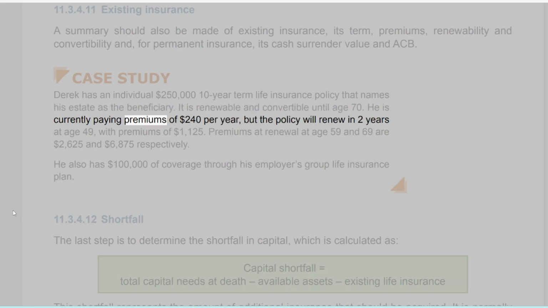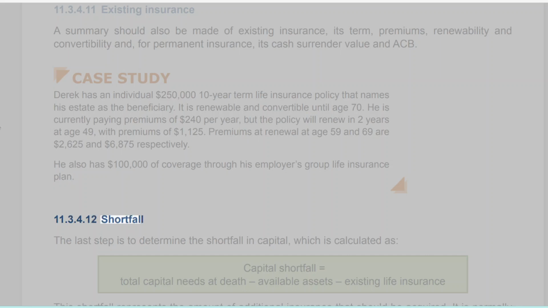He is currently paying premiums of $240 per year, but the policy will renew in 2 years at age 49, with premiums of $1,125. Premiums at renewal at age 59 and 69 are $2,625 and $6,875 respectively. He also has $100,000 of coverage through his employer's group life insurance plan.